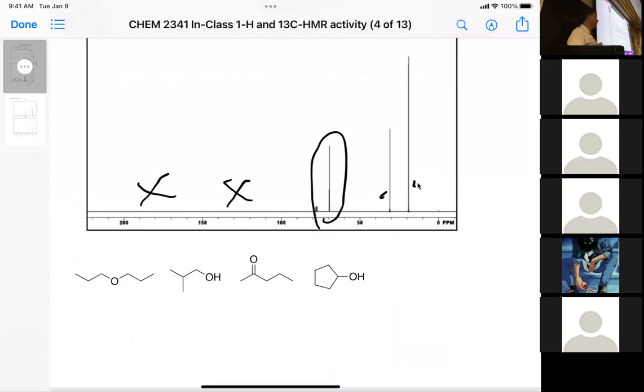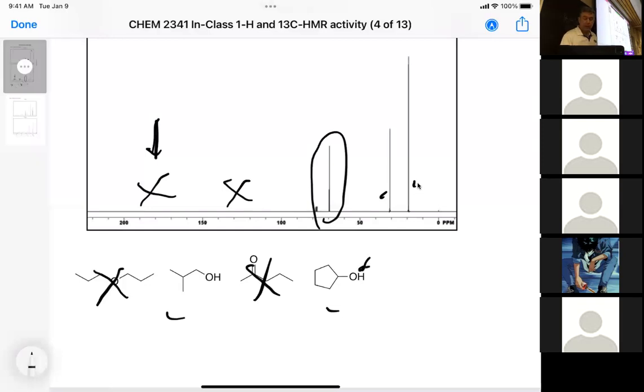Because it doesn't have an OH, we can eliminate that one. And we can eliminate this one because there's no carbonyl in our system. So it's got to be one of these. Okay, so now let's figure out how many proton signals each would have.